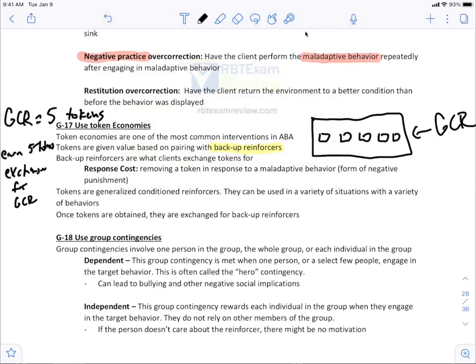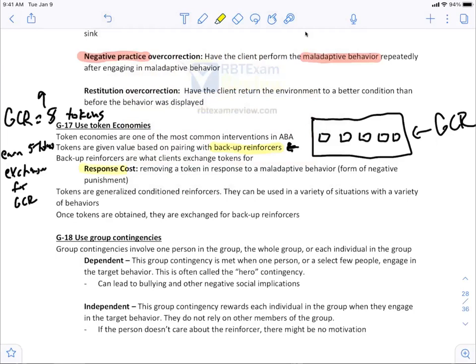If in the beginning, the GCR costs 5 tokens, but the client quickly gets there, maybe we increase that number to 9 tokens, okay? We can change that economy. Always, always, always also be running preference assessments. Make sure those backup reinforcers are still relevant at all times. Constantly be updating your backup reinforcers. That's the main piece of the token economy. Without good backup reinforcers, the tokens have no value. The token economy doesn't work.